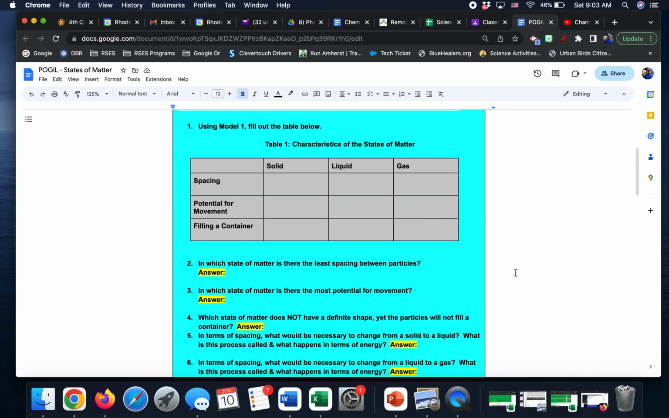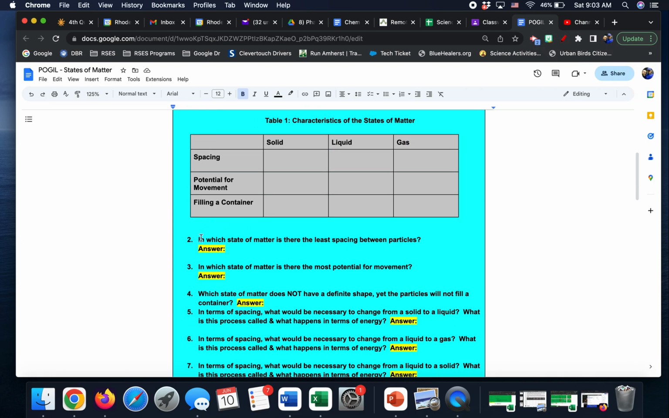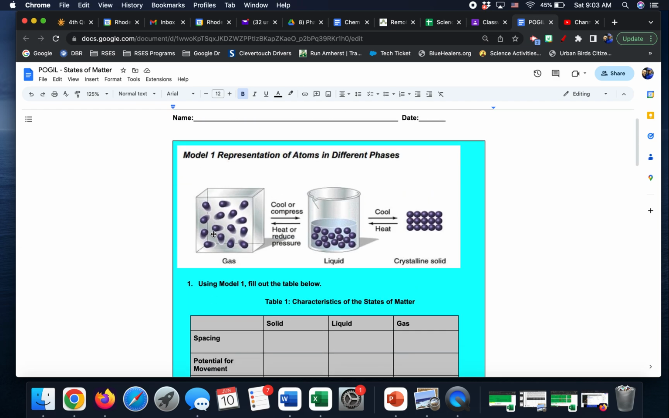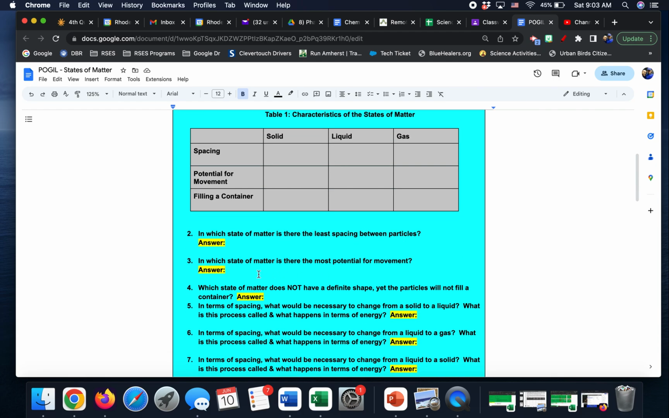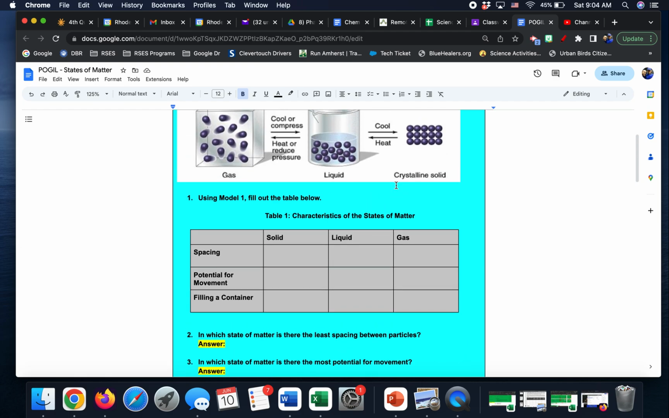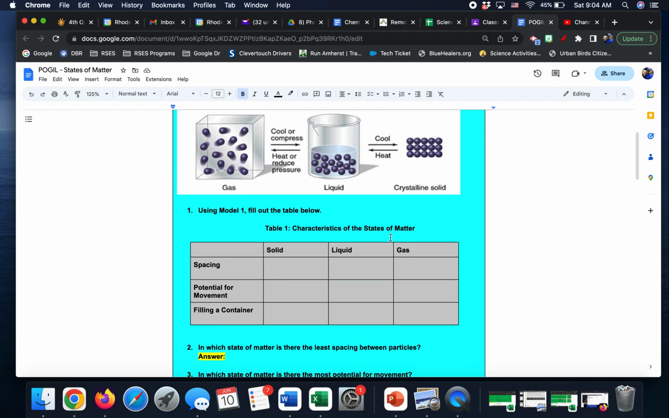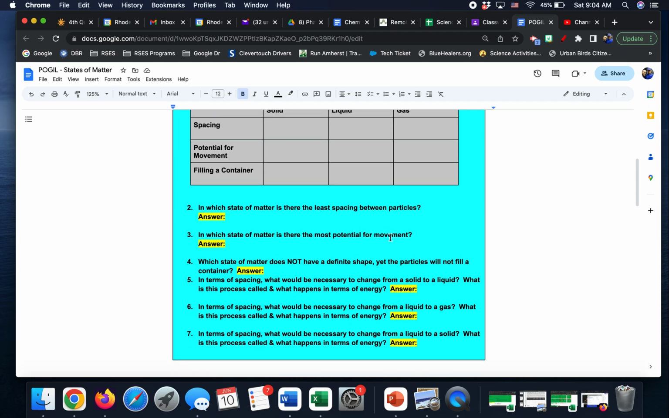Once you fill that out, number 2 says, in which state of matter is there the least spacing? Just go back to your picture, look at which particles are the closest together, and then tell me if that was the gas, liquid, or solid. Number 3 says, in which state of matter is there the most potential for movement? Again, you're just looking at your chart here. Which one did you put has the most? Or if you didn't put most and you just described it, look up here and put one of those states of matter, gas, solid, or liquid.